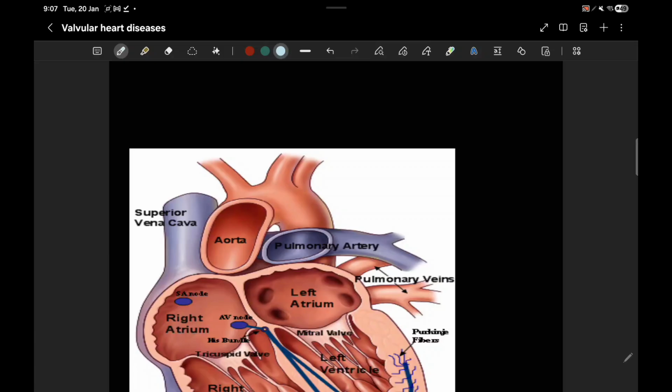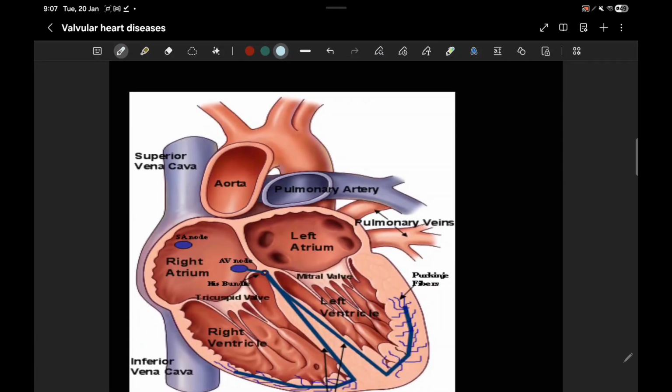Let's recap. As you all know, the heart is divided into four chambers: the right atrium, right ventricle, left atrium, left ventricle. So basically, the deoxygenated blood that is coming from all over the body comes through the superior vena cava and the inferior vena cava, and then it enters the right atrium. Through the tricuspid valve, it will go to the right ventricle.